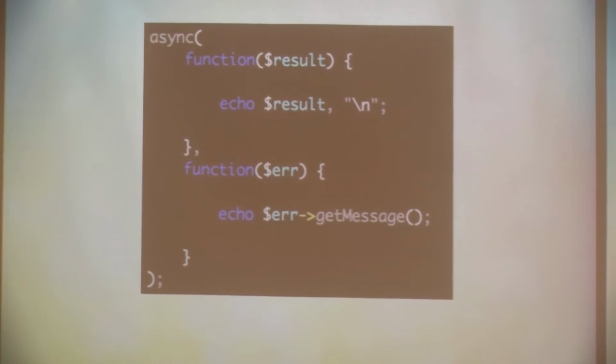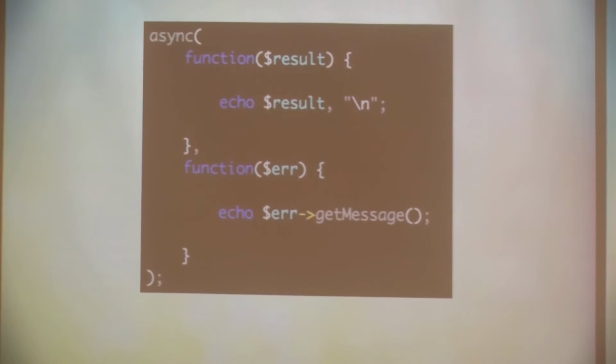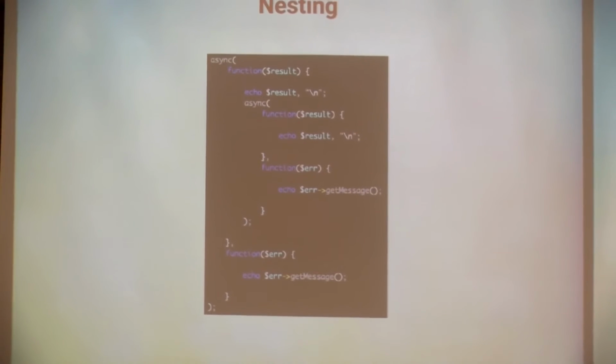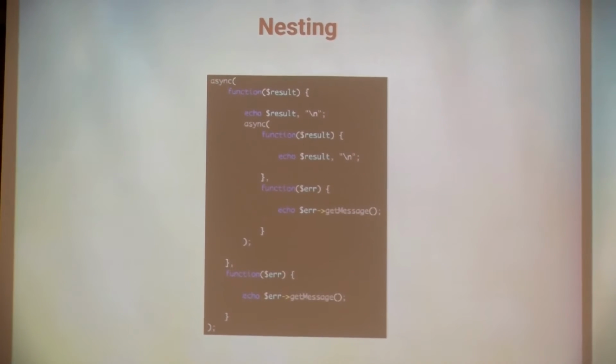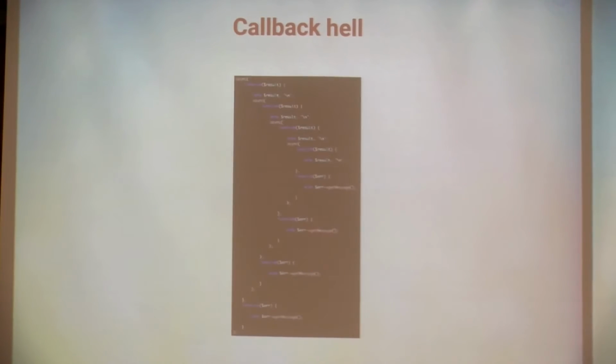Here's an example of us using this function. So here we're passing two callbacks, one for a successful response and one for an unsuccessful response. The problem is, as soon as you need to rely on the result of that callback and then do additional asynchronous operations within that, you start to nest really quickly. So it's a bit tiny, but this is called callback hell or a callback Christmas tree.